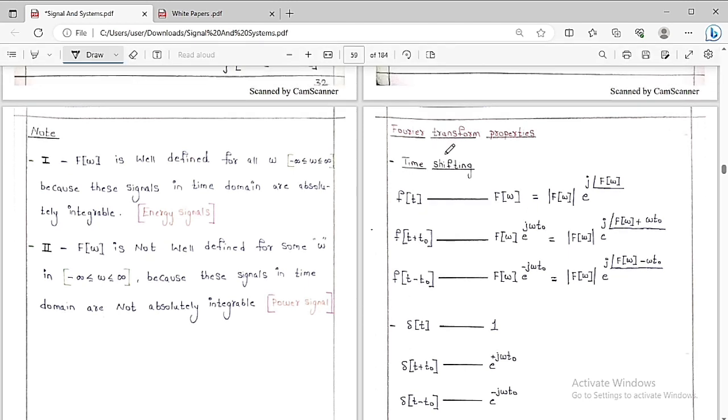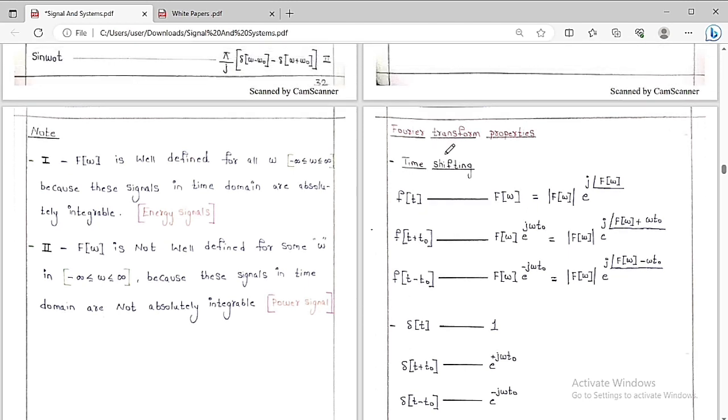Now we are going to discuss another concept, which is called the Fourier transform properties. We are going to discuss the Fourier transform properties in a very detailed manner. The first property that we are going to discuss is the time shifting property. For f of t, the Fourier transform is F of omega.